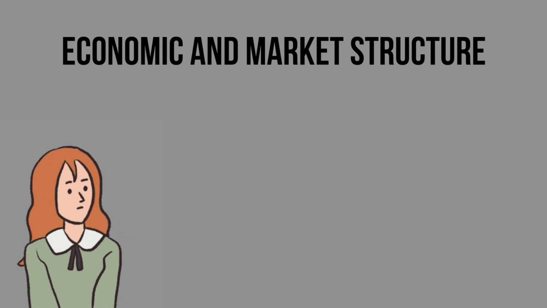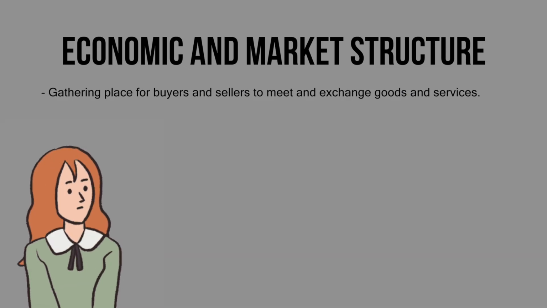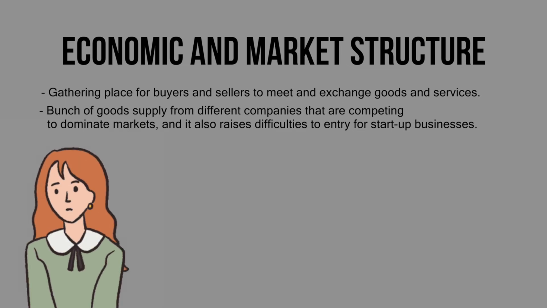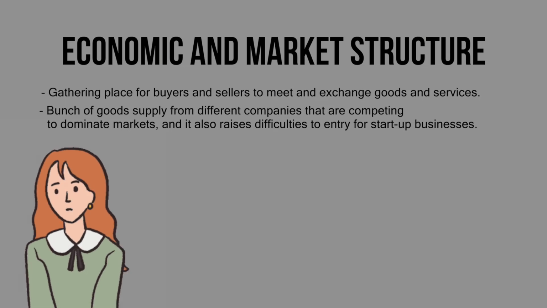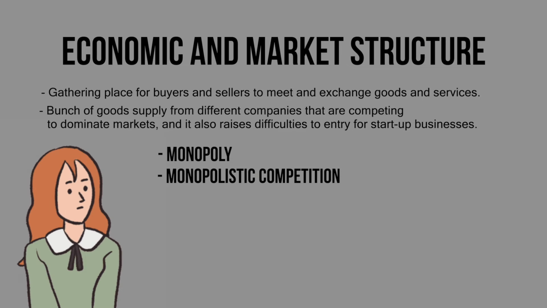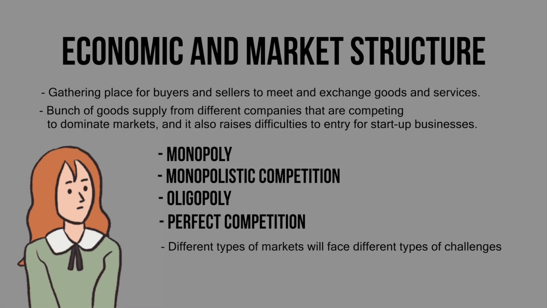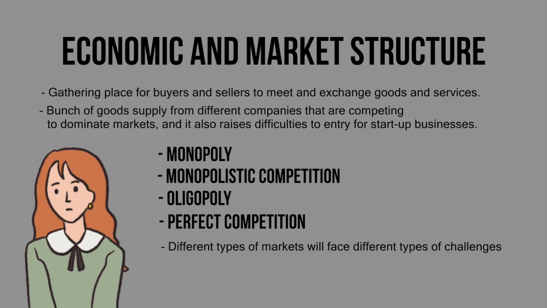Next is economic and market structure. A market is a gathering place for buyers and sellers to meet and exchange goods and services. When there are a lot of competitors, there is a bunch of goods supplied from different companies that are competing to dominate markets, and it also raises difficulties to entry for startup businesses. Monopoly, monopolistic competition, oligopoly, and perfect competition are examples of market structures. Different types of markets will face different types of challenges, as well as demand and supply.